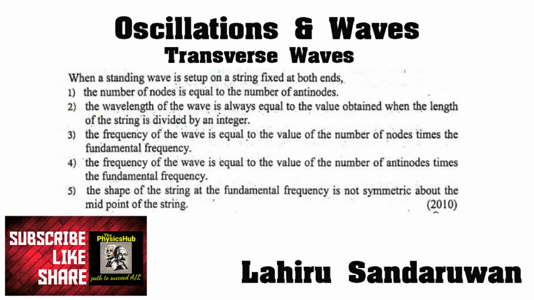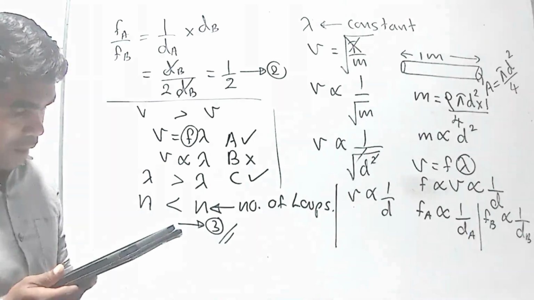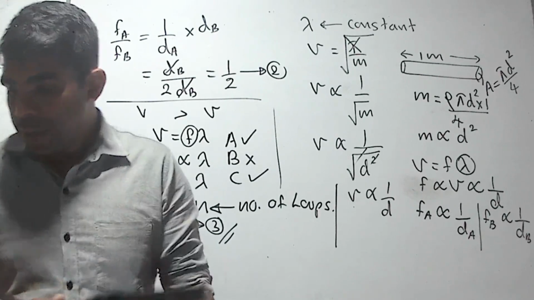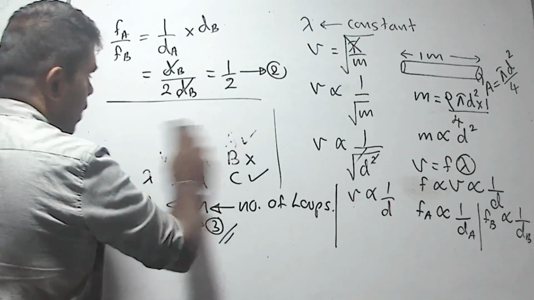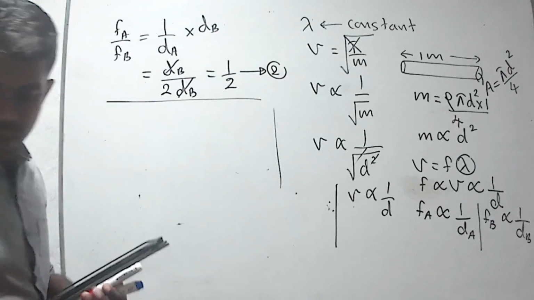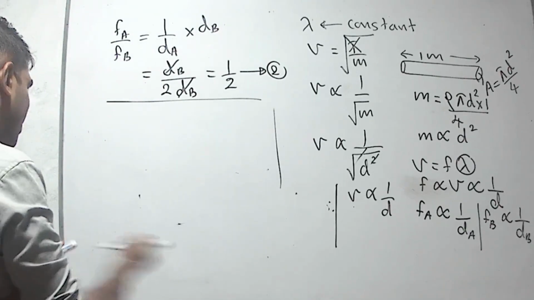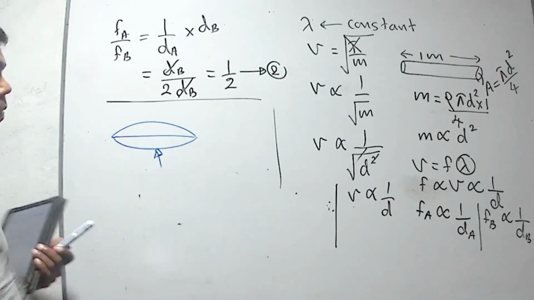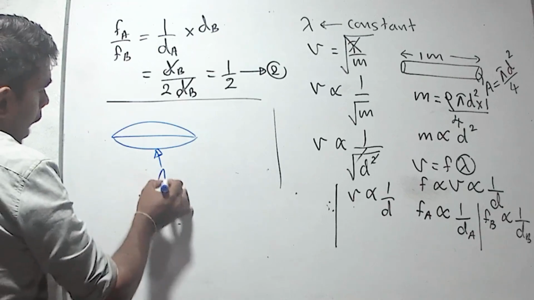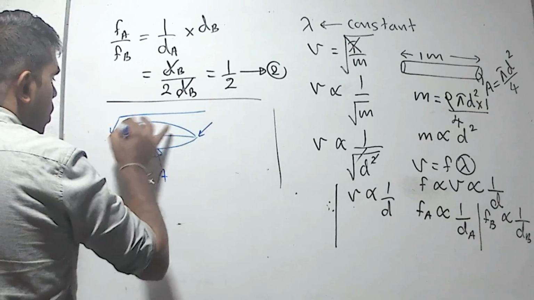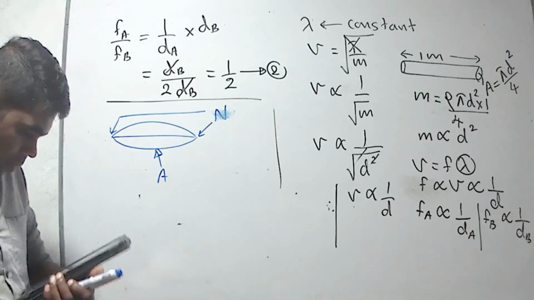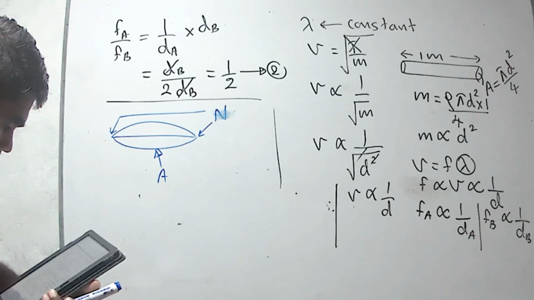When a standing wave is set up on a string fixed at both ends, the first statement says the number of nodes is equal to the number of antinodes. No, we know that the number of nodes is always greater than the number of antinodes. If we are considering the fundamental, it is like this. Antinode means points with the maximum displacement. These points are antinodes. Points which are not moving are nodes.